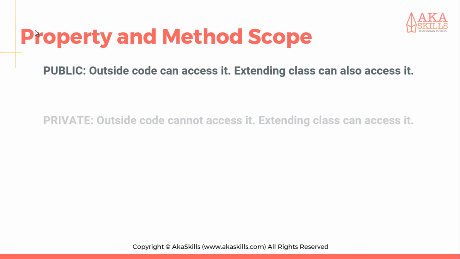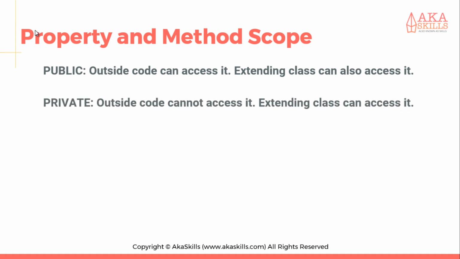Now, the next scope we'll be talking about is the private scope. When we declare our property and method as private, we're saying that outside code cannot have access to this property or method, but extending class can have free access to it. And that is as simple as that.